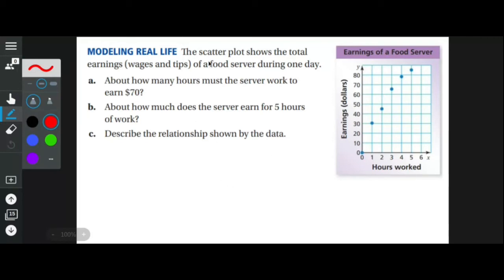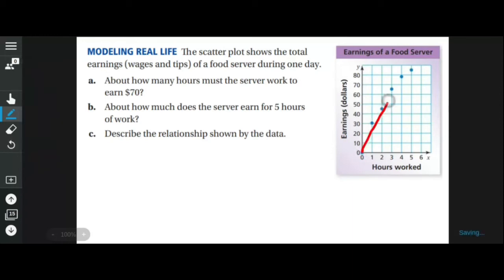The scatterplot shows the total earning wages and tips of a food server during one day. About how many hours must the server work to earn $70? All right, we got dollars over here. We have hours over here. Here's $70. Let me draw a line of fit or a line of best fit. Again, a line of fit is a line that you draw that seems to go through as many dots as you can or goes through the middle of those dots. And like I said in the video, it's not an exact science. You're just looking for a line that seems to be right in the middle of everything.